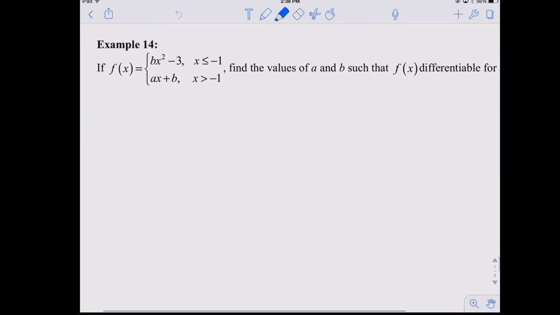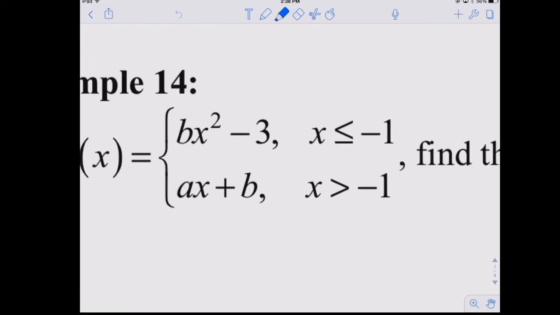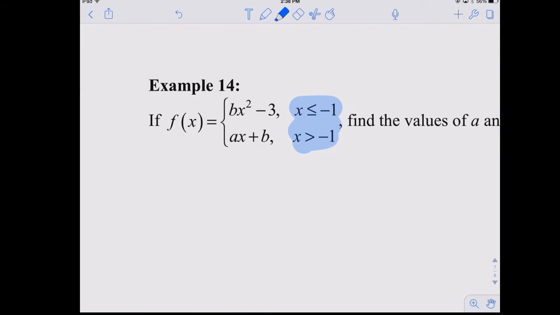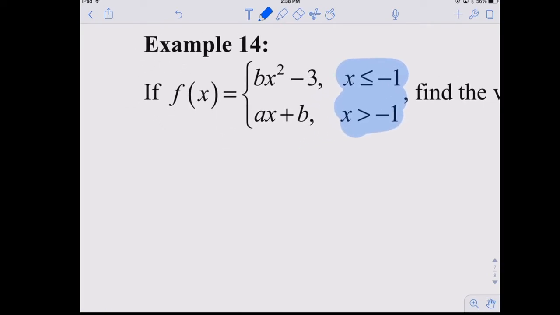So do the same thing on example 14. Pretend it's a free response. Find the values of A and B here that make it differentiable for all x. We're going from a parabola to a line instead of a line to a parabola. So the only value of x where it really should matter is what? -1. So do the very same thing that we did before. While you're doing it algebraically, I'm going to sketch what the graph might look like. And then we'll meet back here in a few minutes.